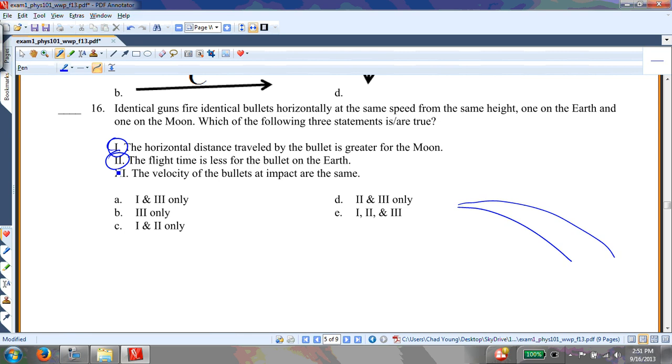And the velocity of the bullets at impact are the same. That is not true. The object on Earth has a bigger velocity because it falls at a faster rate at minus 9.8 meters per second squared versus the Moon, which is minus 1.6 meters per second squared. So that's going to be C for number 16.